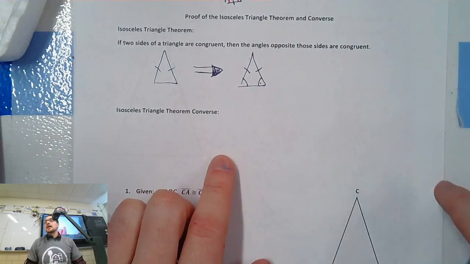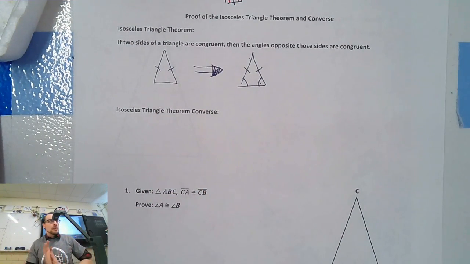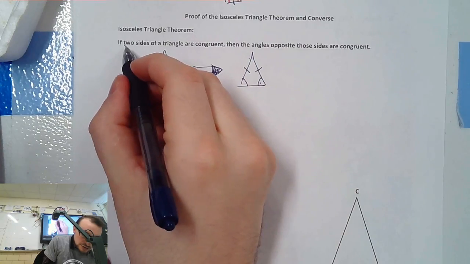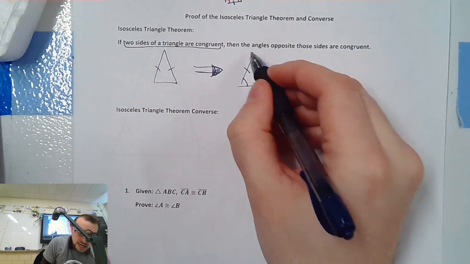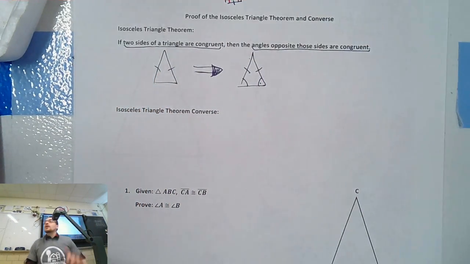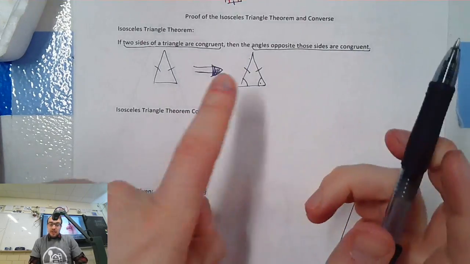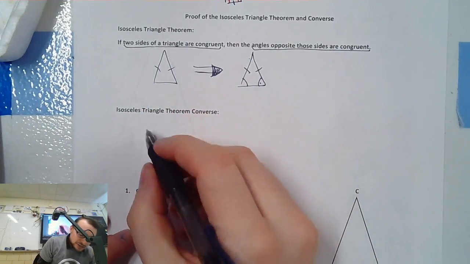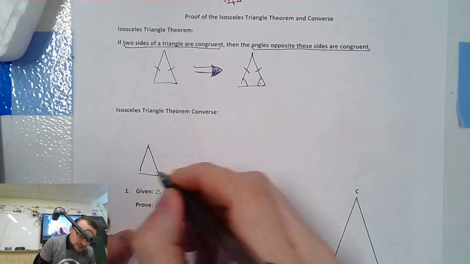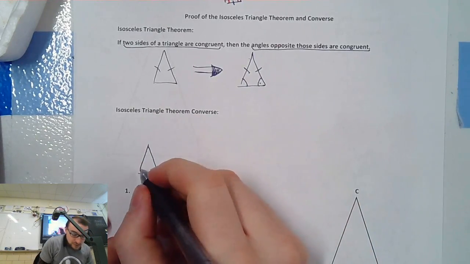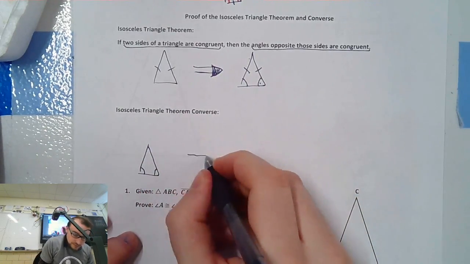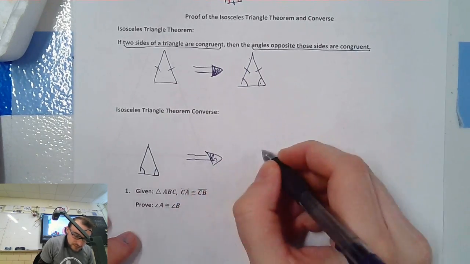Now, the converse of that, we briefly spoke about converse in here first semester. Converse means to flip, right? To do the opposite of. So when we say two sides of a triangle are congruent, that means the angles opposite those sides are congruent. We can also flip that around and do the converse. If the angles are congruent, then the opposite sides are congruent. So we can kind of go in reverse. So the isosceles triangle theorem converse is that instead of starting with the sides the same, we can say if we have this, then we know this.